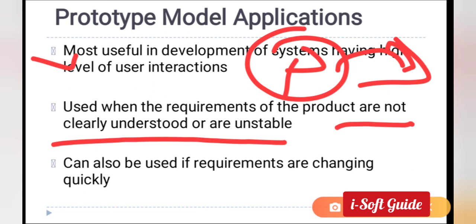Then it can also be used if requirements are changing quickly. Means if the customer changes requirements repeatedly, then also we can use the prototyping model, because we will not start the development of the actual product until all the requirements are considered.